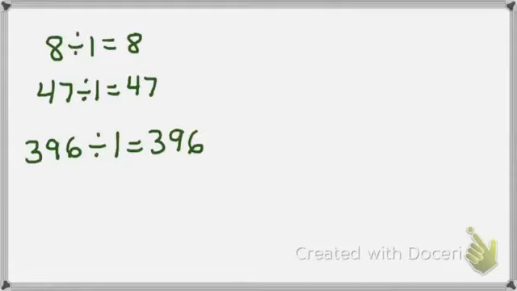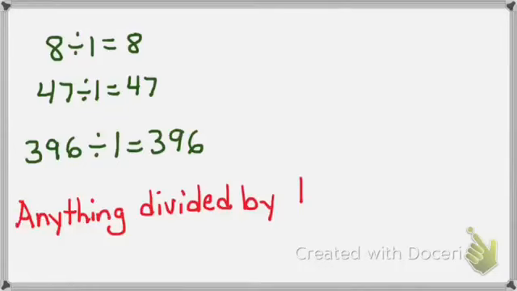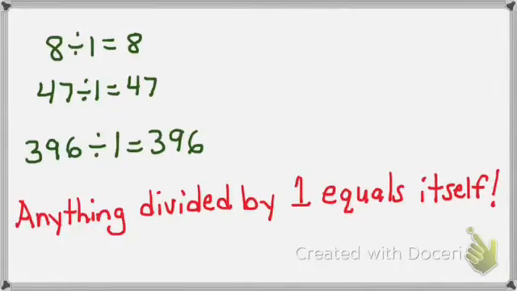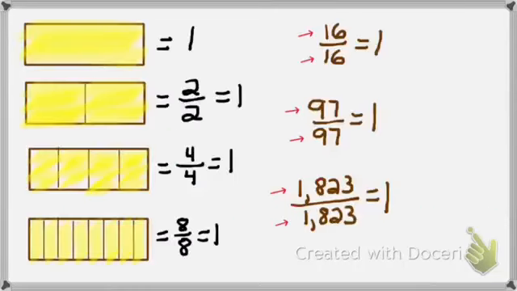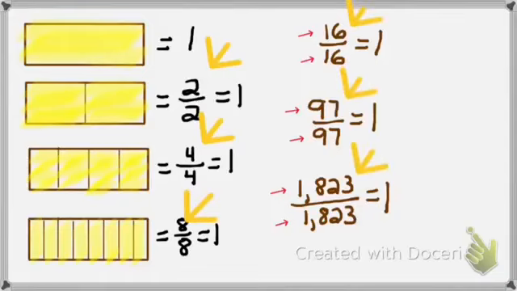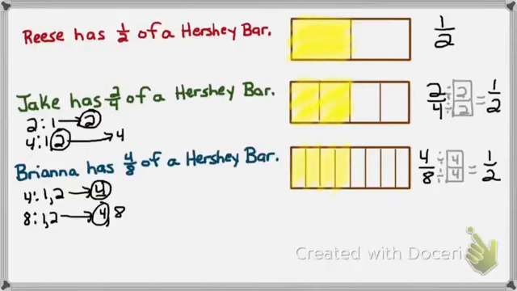So what do we know about numbers that are divided by 1? We've known this for a while: anything divided by 1 equals itself. Right? 8 divided by 1 equals itself, 8. 47 divided by 1 equals itself, 47. 396 divided by 1 equals itself, 396. And we also know that when the numerator and denominator are the same in a fraction, that fraction is equal to 1.